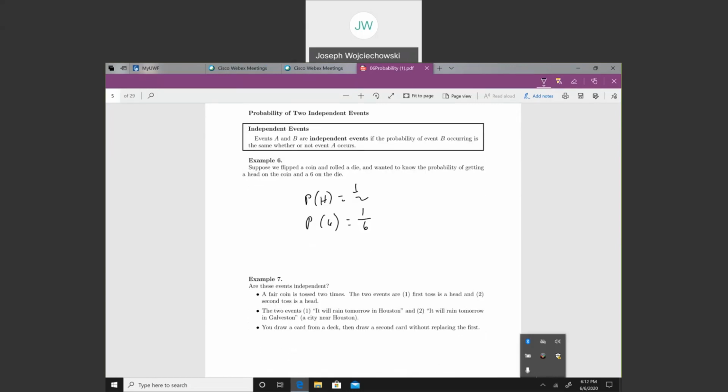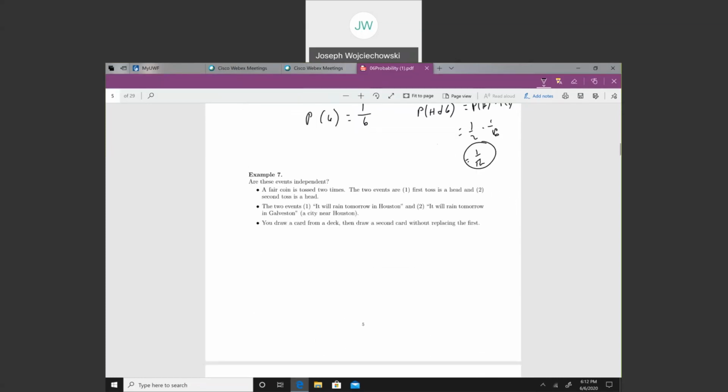And as we'll see in a bit, the probability of getting a head and a 6, given that the events are independent, is equal to the probability of a head times the probability of a 6, which is equal to 1/2 times 1/6, which is equal to 1/12. So, are these events independent?